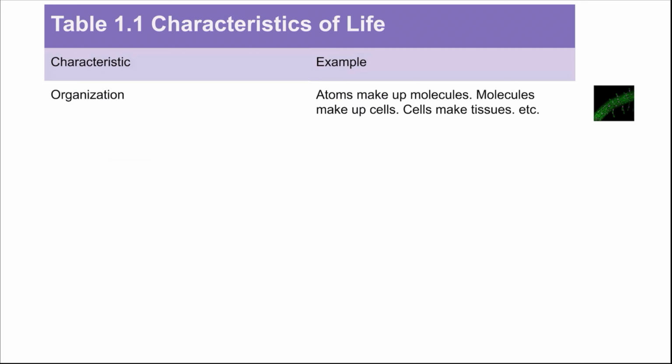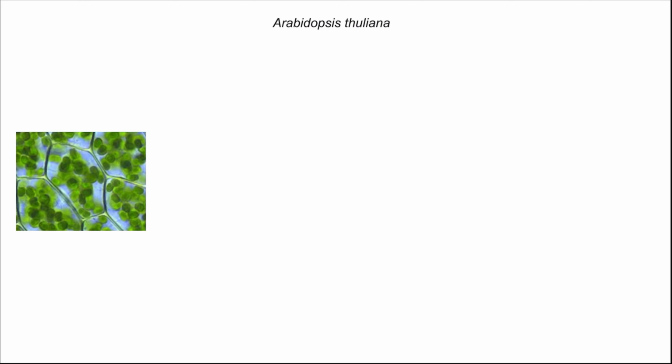The first characteristic of life is that life is organized. Atoms make up molecules, molecules make up cells, those cells make tissues, and it continues. As an example of that, let's look at this plant, Arabidopsis thaliana. We'll just look at a kind of microscopic view of its cells, and you can see that in these cells there's even smaller units called organelles. So the cell is made up of organelles, and then it's embedded within a matrix of other cells, and you can see those other cells are all around it.